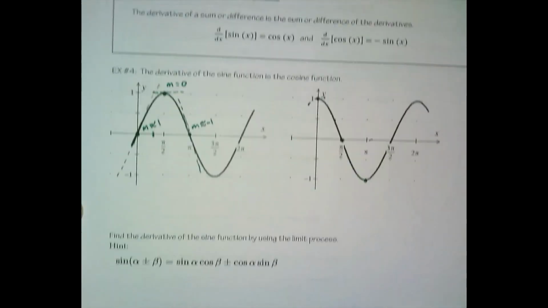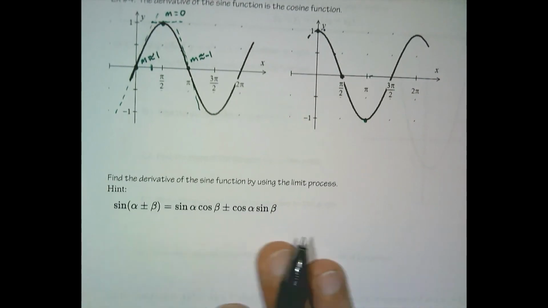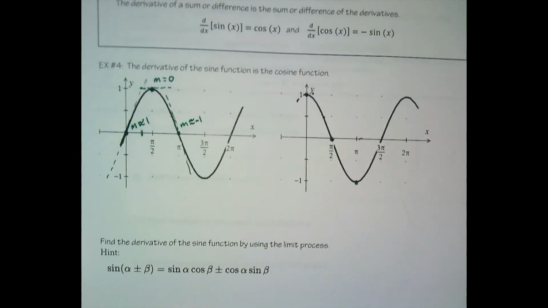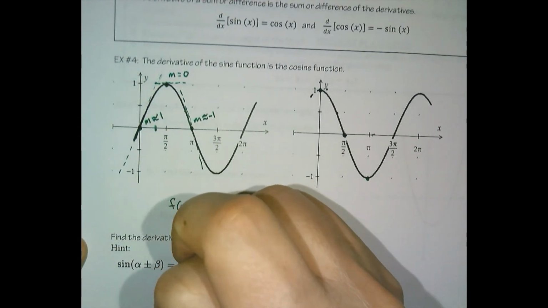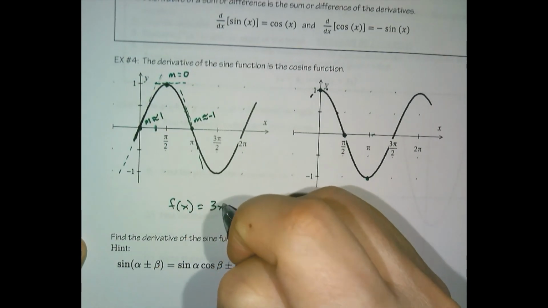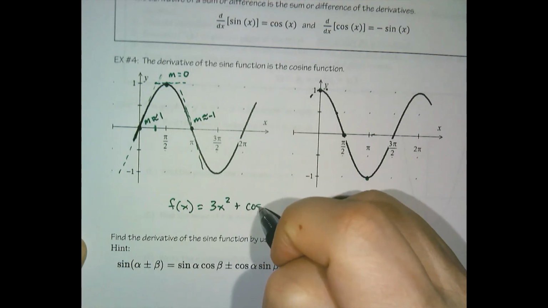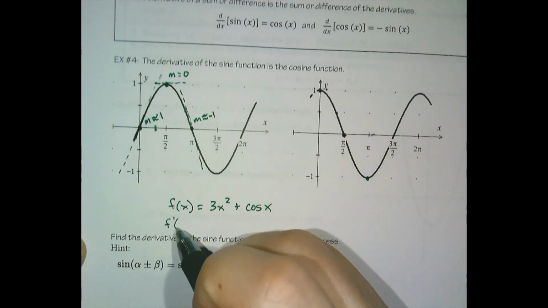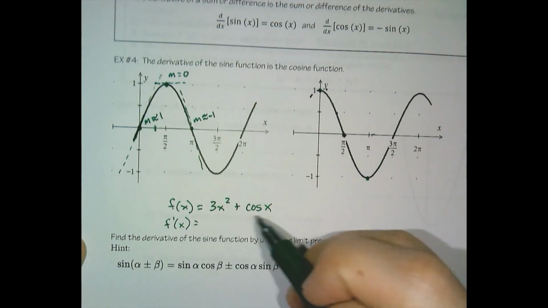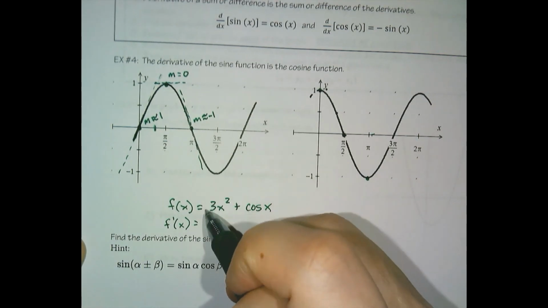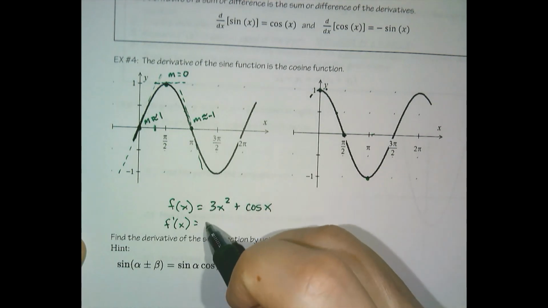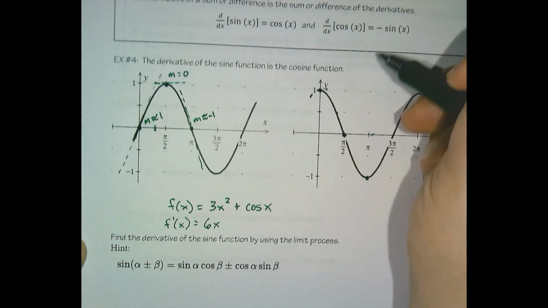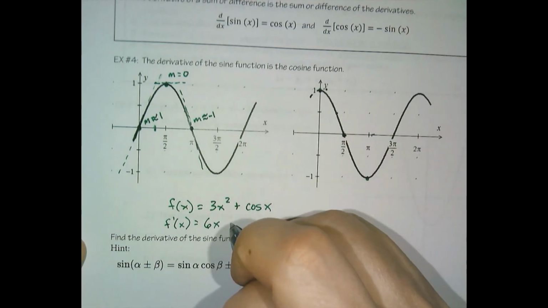A more formal proof would be to actually use the definition of the derivative, and we're not going to do that in the video. But instead I'm just going to throw out a quick function here. f of x equals 3x squared plus cosine of x, and ask, what is the derivative? Well, we just learned that we can take the derivative of each of these separately. So the derivative of 3x squared is 6x, and the derivative of cosine of x is negative sine of x.